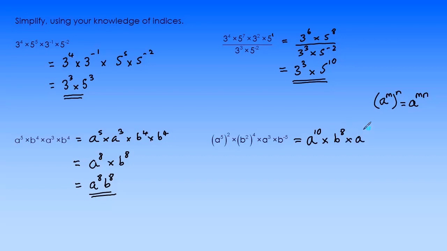And then we're multiplying by a cubed and by b to the -5. So dealing with the a's, because we have the same base there, when multiplying, we can add the indices, and that gives us a to the 13. With the b's, we're multiplying, so we add the indices. 8 add -5 is 8 take away 5, so that's b cubed. And then using good algebra, we would not have the multiplication sign in there. So just a to the 13, b cubed.